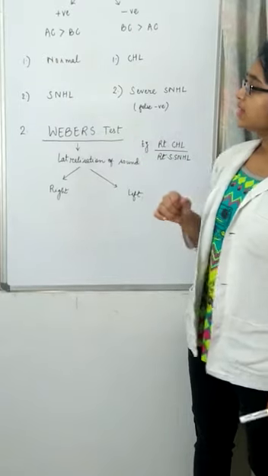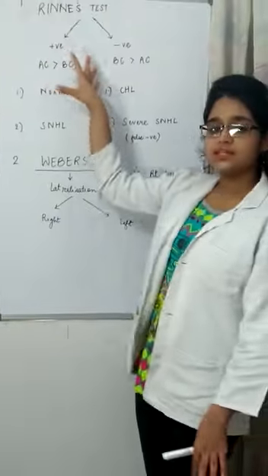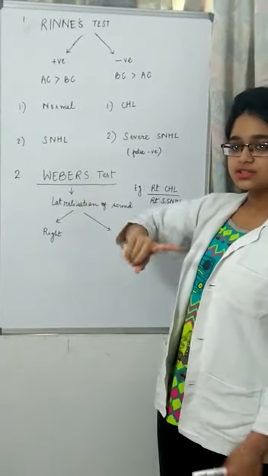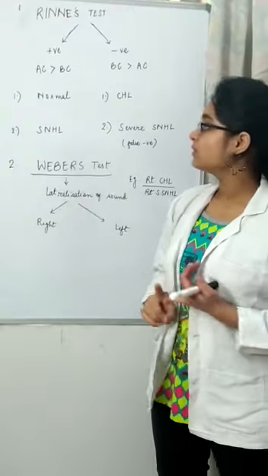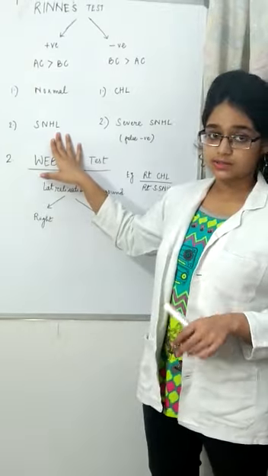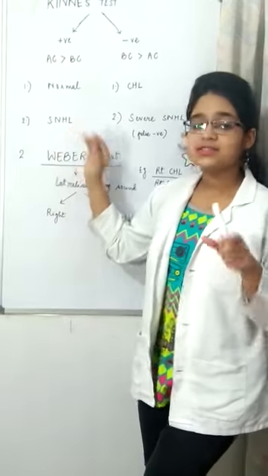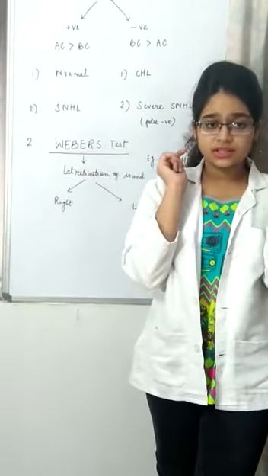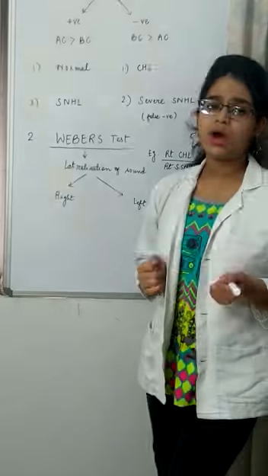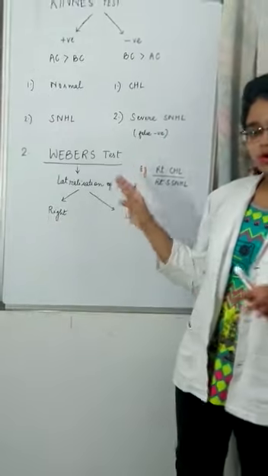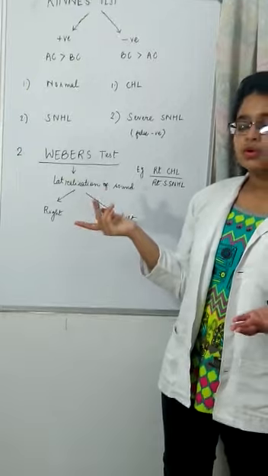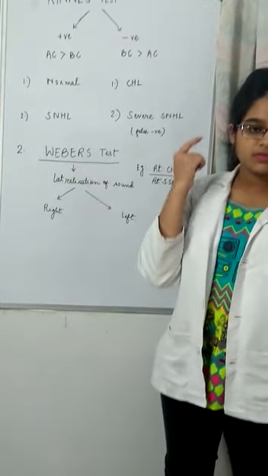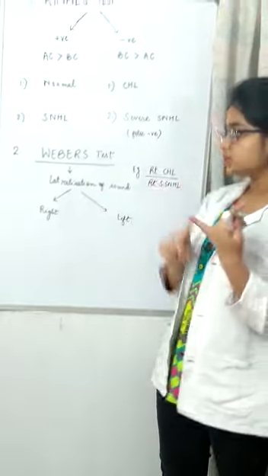Alright, another case is that in case of Rinne's positive, we have two conditions: either the ear is normal or we have sensorineural hearing loss. Now if I have sensorineural hearing loss in both the ears, what is going to happen? My Rinne's will be positive. Yes, of course it will be positive in both the ears. I am having sensorineural hearing loss, so my Rinne's will be positive.